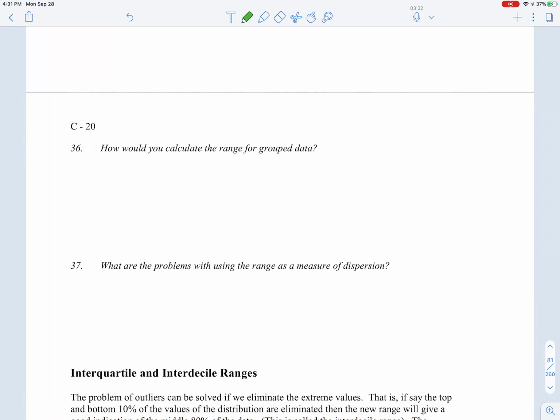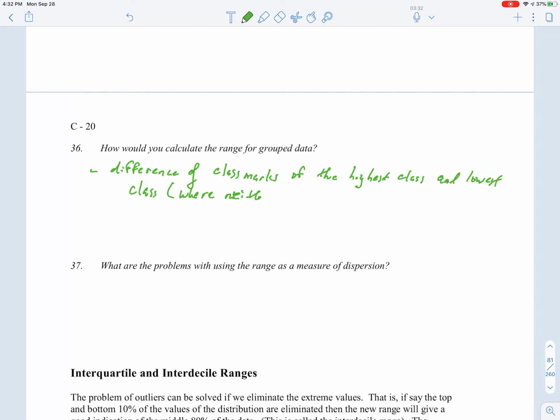Let's go back and just write that in here then. So there are two possible ways here, and that is the difference of the class marks of the highest class and the lowest class, where neither have frequencies of 0.